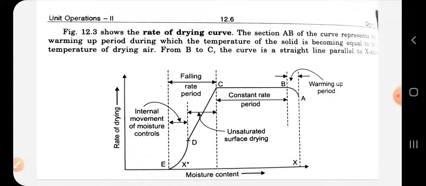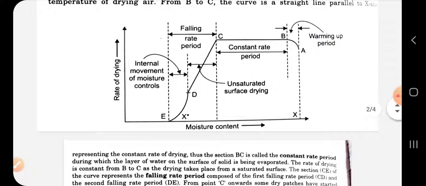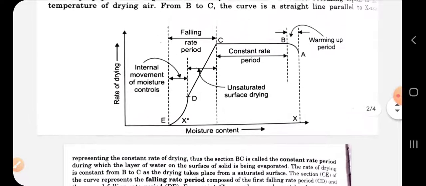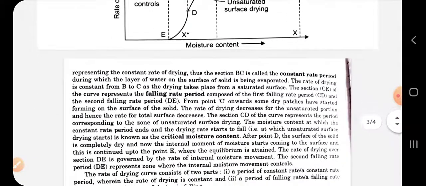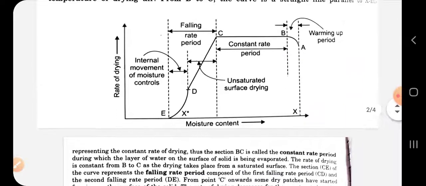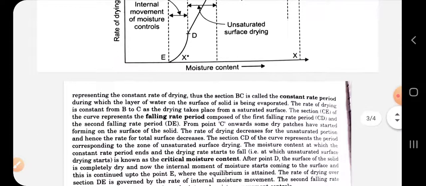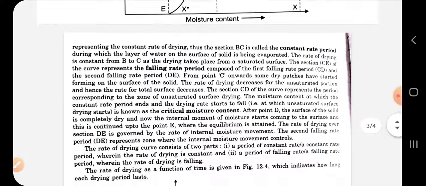So the rate of drying is only and only dependent upon the internal moisture present in the solid. The rate of drying curve consists of two parts. So we can divide this curve into two parts: constant rate period part and falling rate period part. Whatever we studied about this curve is mentioned here. We'll quickly read through it.